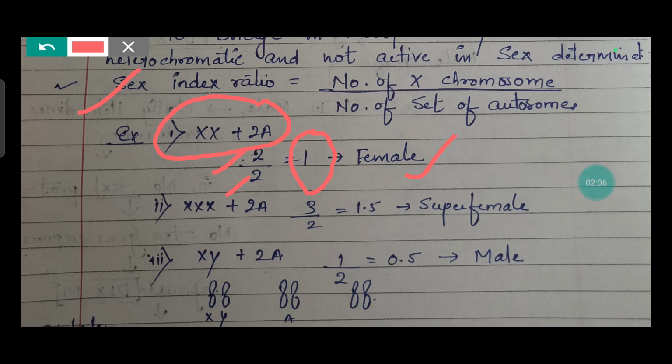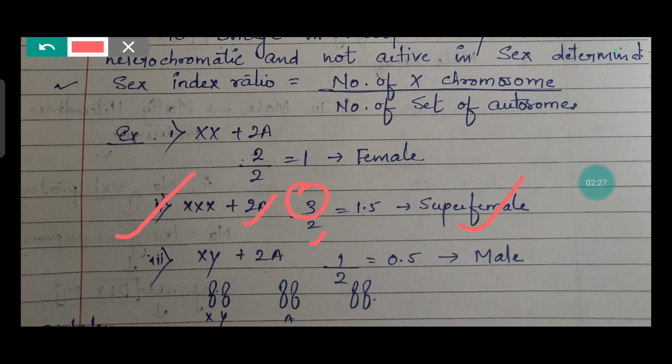Okay, and if we see the next option, you see here, if the case is triple X plus 2A, our number of X chromosomes is 3, and the number of sets of autosomes is 2 here, so the ratio will be 1.5. So the case will be a super female Drosophila.